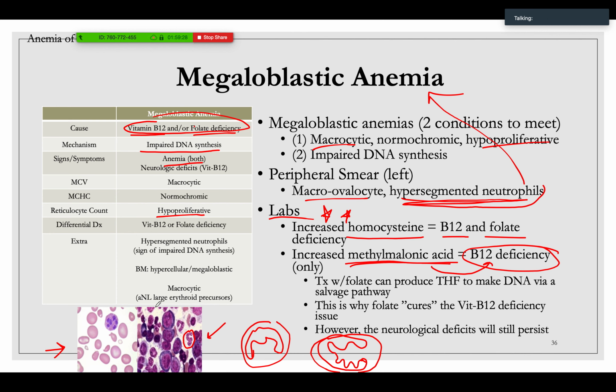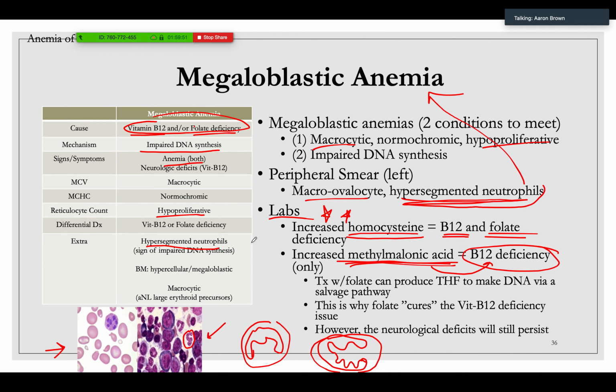Great. So, what else can we say about this? Not much. Really, look for these hypersegmented neutrophils. This is a dead giveaway. Increased methylmalonic acid if it's B12, increased homocysteine if it's folate, or B12 as well as folate. You'll see that there, and that's about it. Questions on this one?